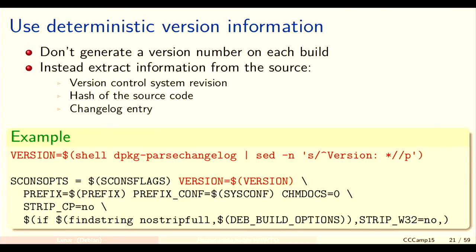What you want is to extract meaningful information about the source from the source itself. It can be a version control system revision number, it can be a hash of the source code, and if you use Git, then it does the same, yay. Or it can be a changelog entry. The example is what we do for the NCIS Debian package. We extract the version from the changelog and pass it to the build system afterward.